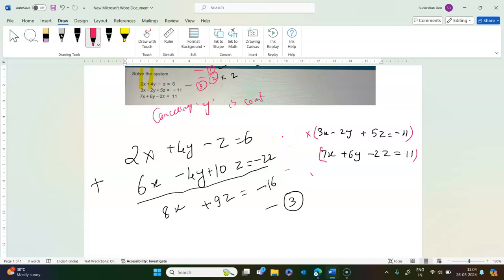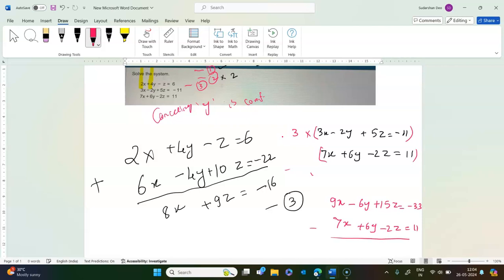That is much better to work over here. I'm multiplying this equation with 3. So multiplying this whole equation with 3, it will get converted into 9x minus 6y plus 15z is equal to minus 33. And this will remain as it is, 7x plus 6y minus 2z is equal to 11.